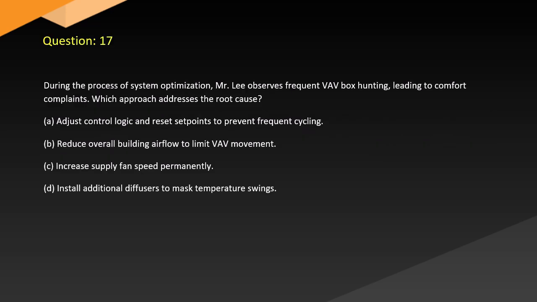Question 17. During the process of system optimization, Ms. Singh observes frequent VAV box hunting, leading to comfort complaints. Which approach addresses the root cause? A. Adjust control logic and reset set points to prevent frequent cycling. B. Reduce overall building airflow to limit valve movement. C. Increase supply fan speed permanently. D. Install additional diffusers to mask temperature swings.